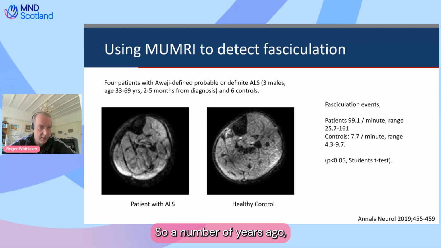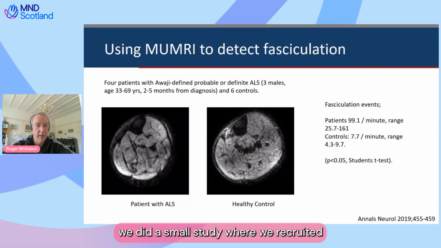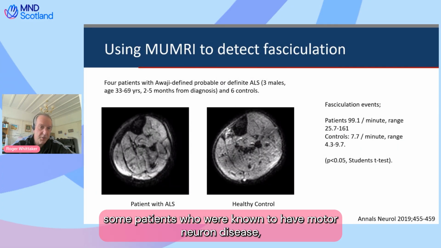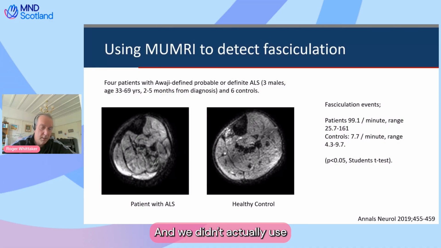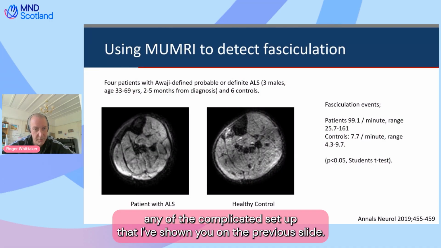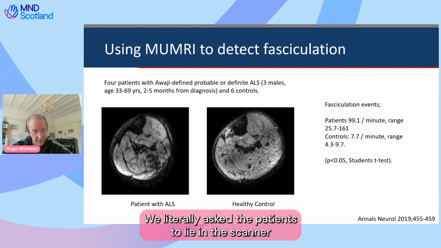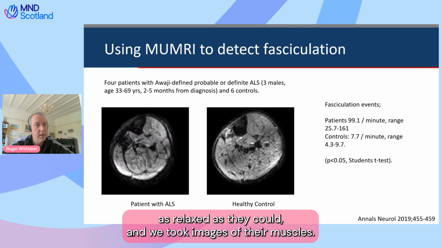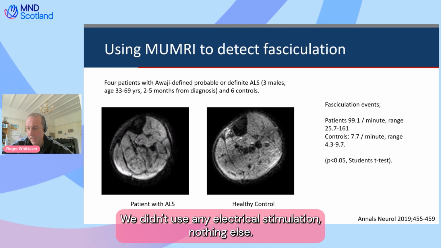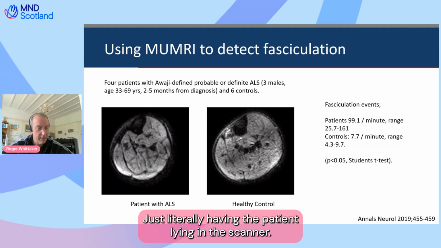A number of years ago, we did a small study where we recruited some patients who were known to have motor neuron disease, also known as ALS, which is what the label says on the figure. And we didn't actually use any of the complicated setup that I've shown you on the previous slide. We literally asked the patients to lie in the scanner as relaxed as they could, and we took images of their muscles. We didn't use any electrical stimulation, nothing else, just literally having the patient lying in the scanner.